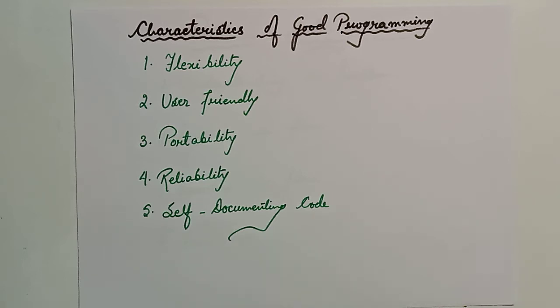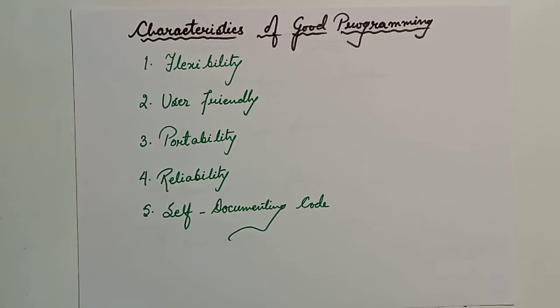Next is reliability. Reliability is the ability of a program to do its intended function. For whichever purpose you have developed the software, it should reach the goal. Moreover, the program must be able to handle unexpected situations, like if the user has provided the wrong input. In that situation also the program should give a proper message.